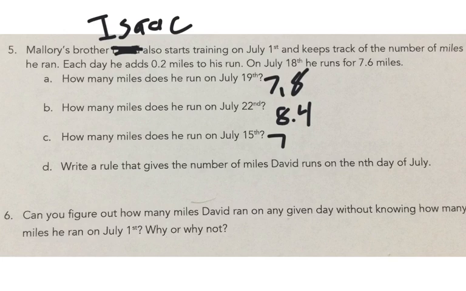Okay, what's your rule? 4 plus 0.2n. Is that right? I don't know. That's not what they wrote. Give me just a second. Yeah, that would work. How? Well, I first multiplied 18 times 0.2, and then I subtracted that from 7.6 and got 4.